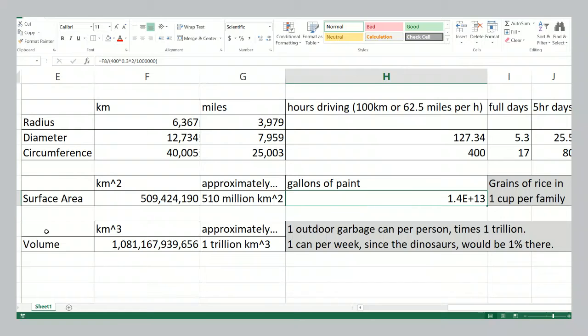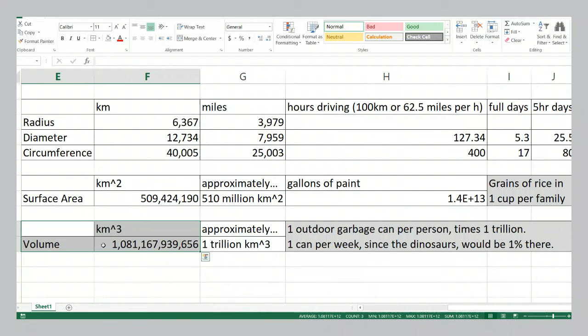Now let's talk, finally, about volume. The volume of the Earth. How much space is there inside? How much stuff could fit inside the Earth? Inside the space that the Earth takes up. That is approximately 1 trillion cubic kilometers. Okay, so, again, a huge number.